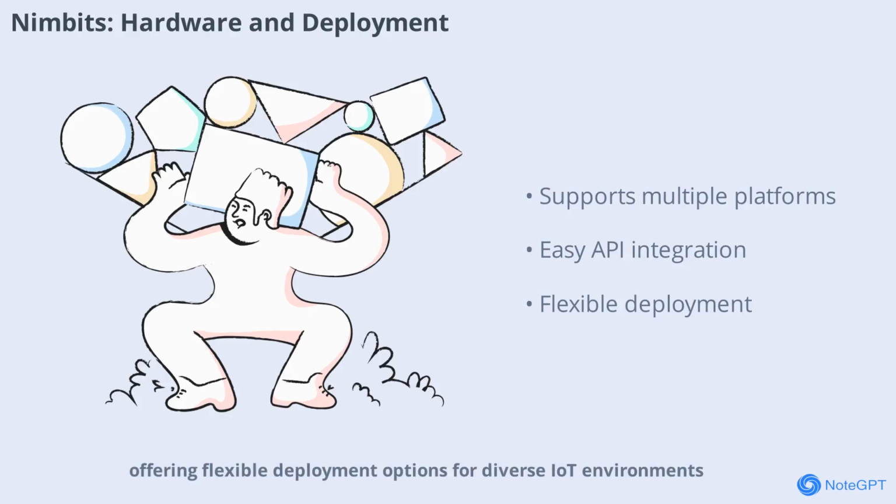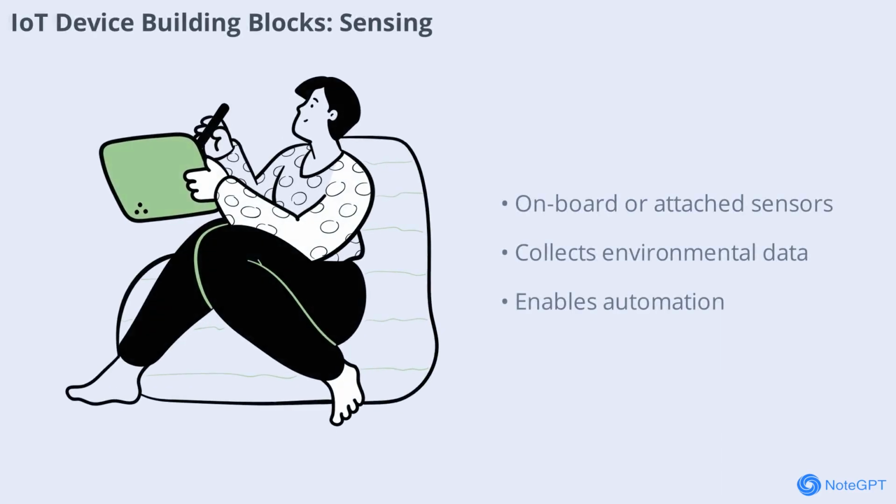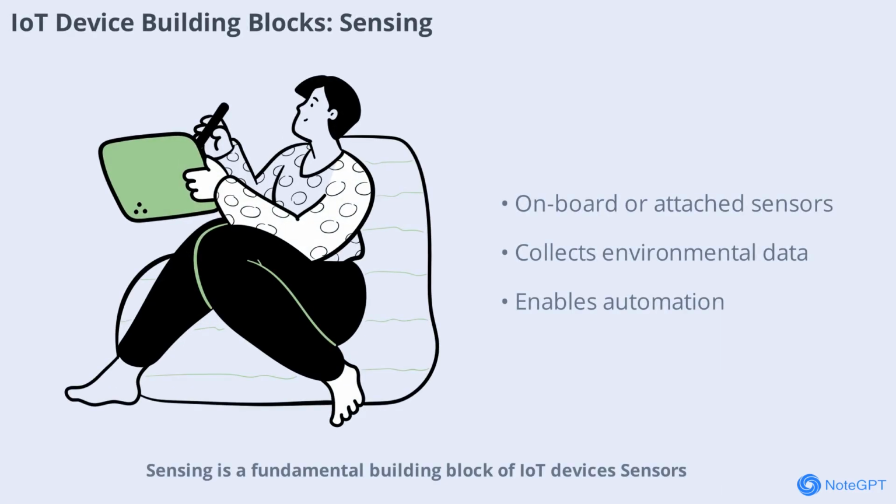Sensing is a fundamental building block of IoT devices. Sensors, either on board or attached, collect various types of information such as temperature, humidity, or light intensity. This data can be communicated to other devices or cloud-based servers for further analysis and action. Accurate sensing is crucial for enabling automation and real-time decision-making in IoT systems.